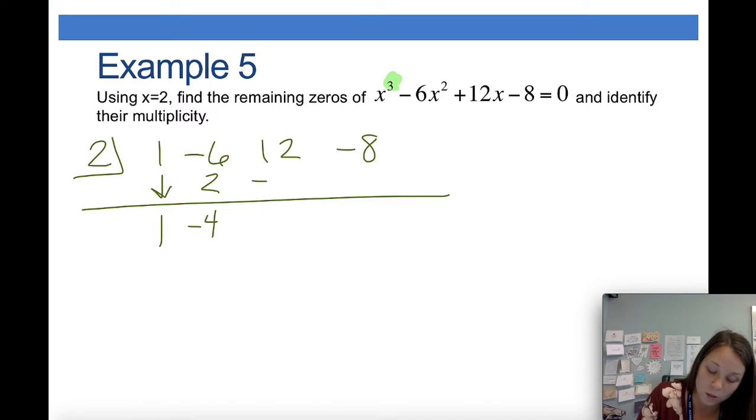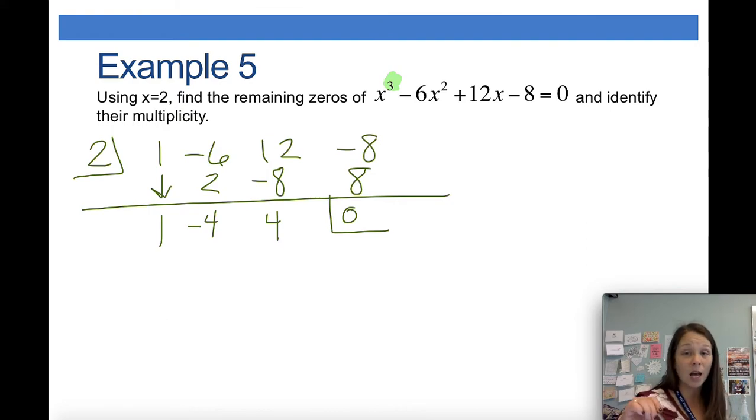-4 times 2 is -8. 12 plus -8 is 4. 4 times 2 is 8. And I get a remainder of 0. And that should happen every time. So when you're doing these problems where we start with a value that we know it crosses the x-axis, we should always get a remainder of 0.